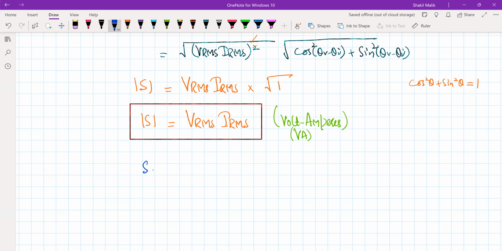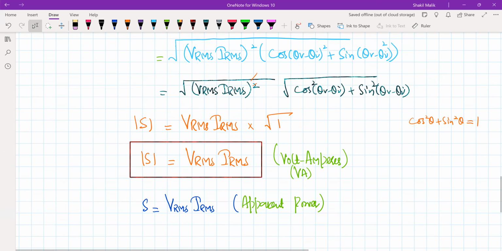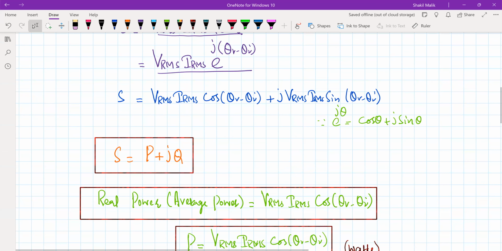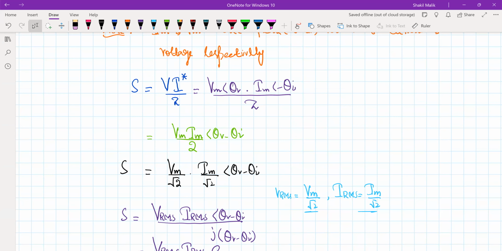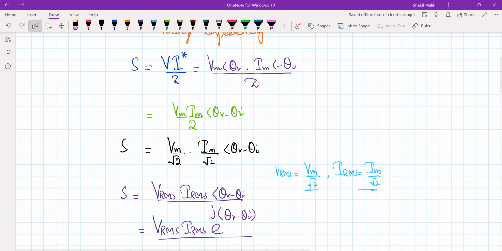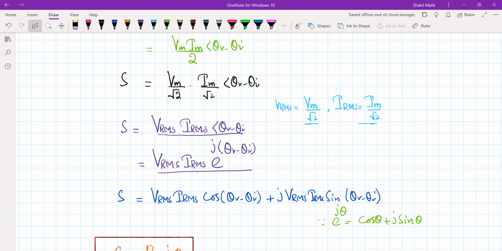So this S equal to Vrms Irms is simply called the apparent power. All right. So this is how we define the different types of power. So S is simply called V times I conjugate divided by 2, if the quantities are defined as peak values. So if these are defined in terms of the RMS values, then this is the definition.